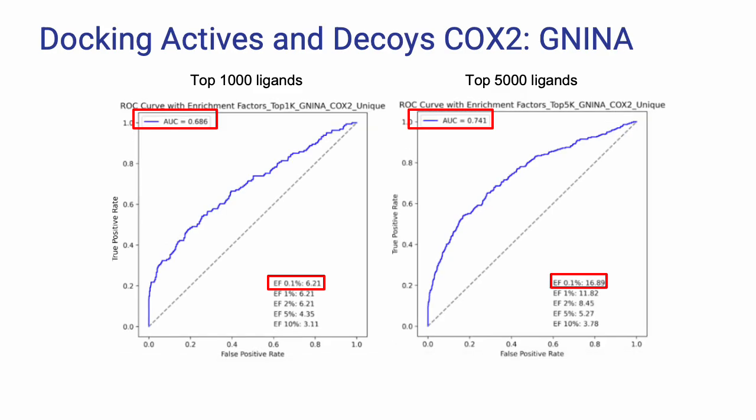For COX-2 in NINA, it produced AUC values of 0.69 and 0.74 for the top 1,000 ligands and top 5,000 ligands respectively, with EF values of 6.2 and 16.9, showing similar trends in discrimination between actives and decoys and enrichment of actives in the top 0.1%.